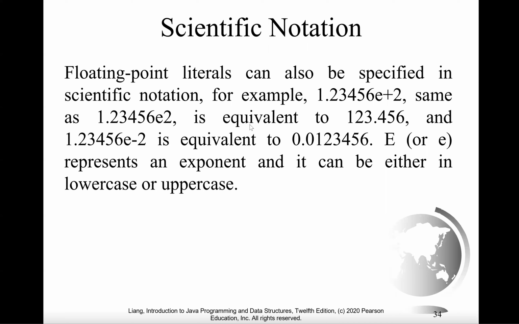Floating point literals can also be specified in scientific notation. For example, 1.23456e+2 is the same as moving the point two places to the right. It's 123.456. So now you see why it's called a floating point. You have this as a point. You can move left or right, as long as you change the power value.